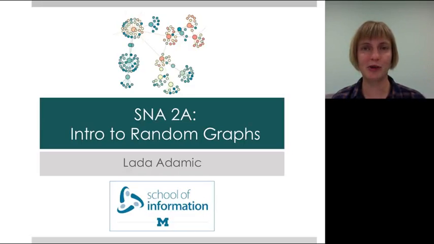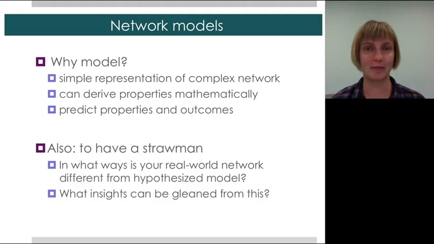Welcome to week 2 of social network analysis. This is the less mathy version of network modeling. Why do we want to model networks? Because we want to understand the underlying dynamics that lead to the observed structures.